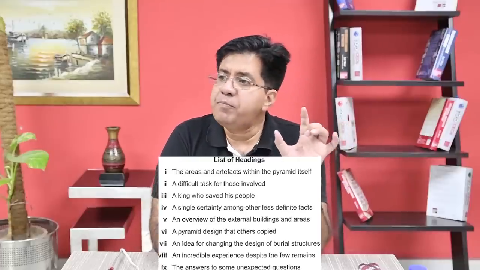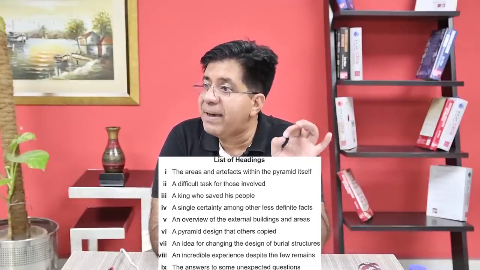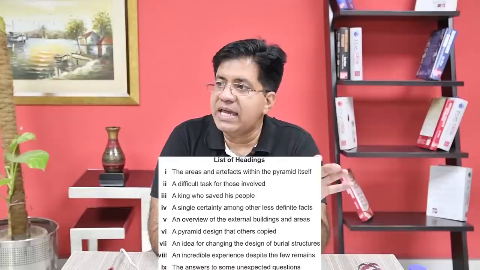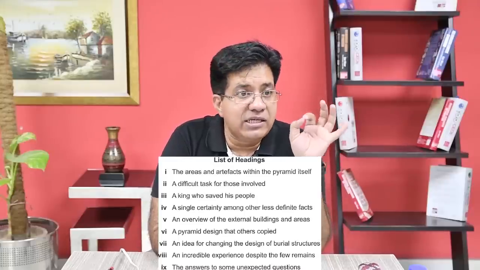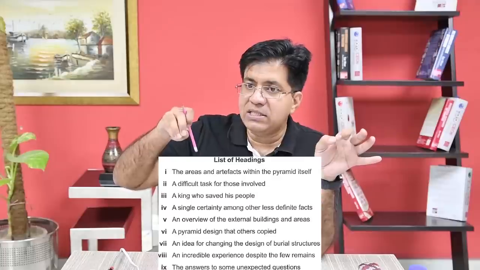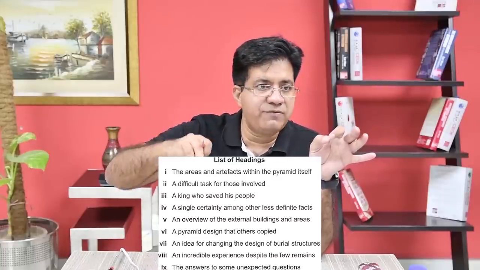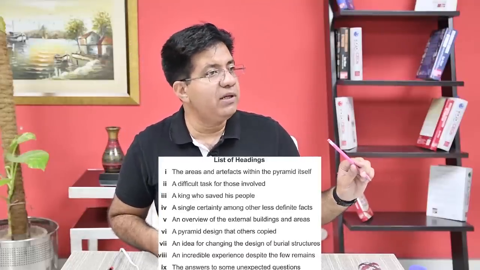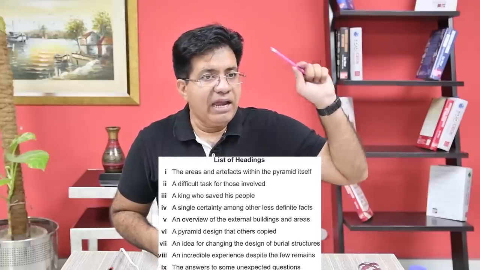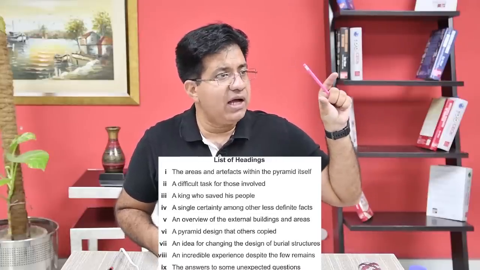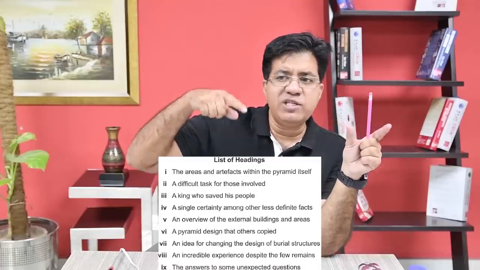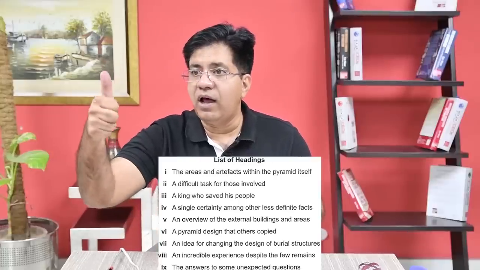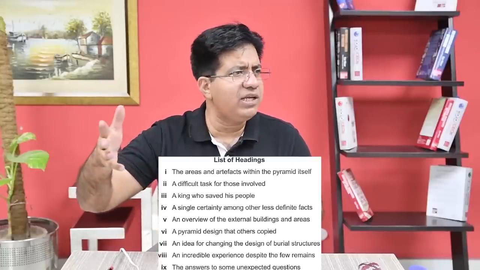For this, it is important for you to understand what a paragraph contains. In IELTS reading passages, paragraphs contain certain specific ideas. And these list of headings cover those specific ideas. Now, in order to do list of headings, you should be able to skim read the paragraph and find what is the main idea, or the specific idea, being discussed in this very paragraph. Sometimes that main idea is in the first line. Very, very simple. You read the first line, you find the answer.